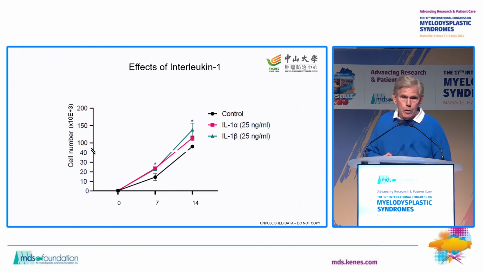Now, these are normal hematopoietic stem cells that are now cultured with IL-1 alpha or IL-1 beta, and I'm just showing you one of many concentration curves. And here they are. You can see this increase in proliferation compared to the control vehicle cultures.